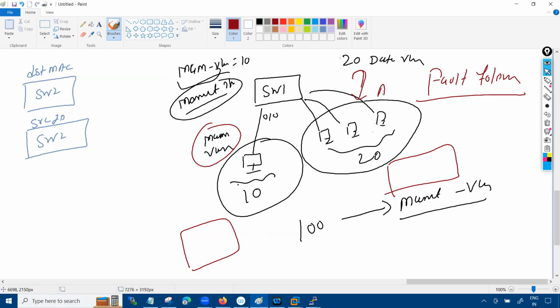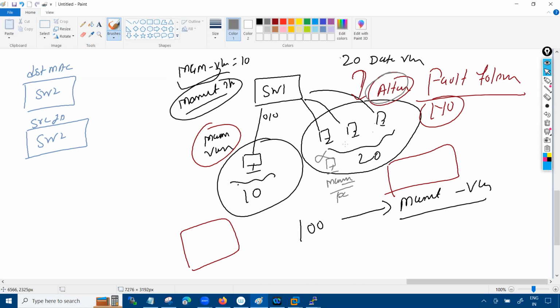Now, if an attack is happening in VLAN number 20, what happens? Will it impact VLAN number 10? No, that's called fault tolerance. If something is happening in one domain, it's not going to impact the users of this domain. But take an example: if I put the management PC in VLAN number 20, then what happens? Gone. If the attack happens in VLAN number 20, it will also be gone.